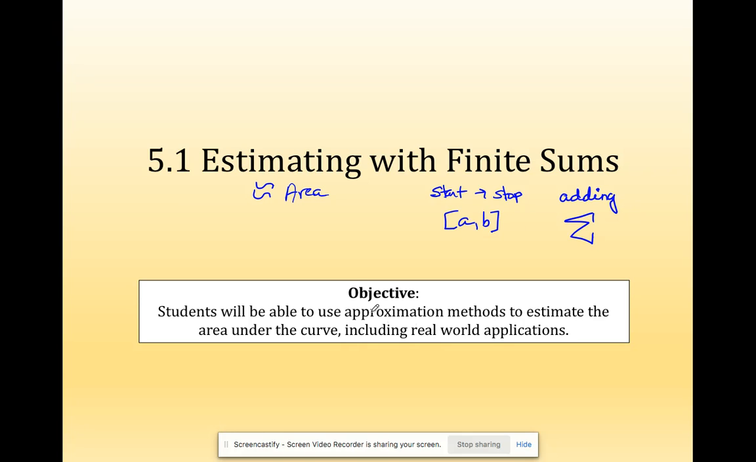So we are going to take a couple of days, or a couple of lessons, to learn approximation methods before we ever get to finding the exact area, because approximation methods are highly useful. Sometimes finding the exact value of these finite sums isn't as easy, but estimating can be very, very simple.